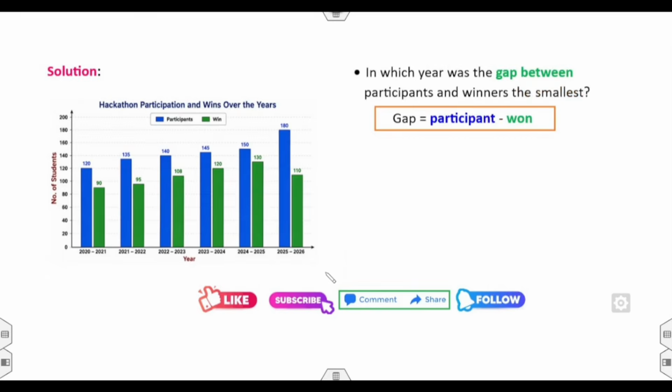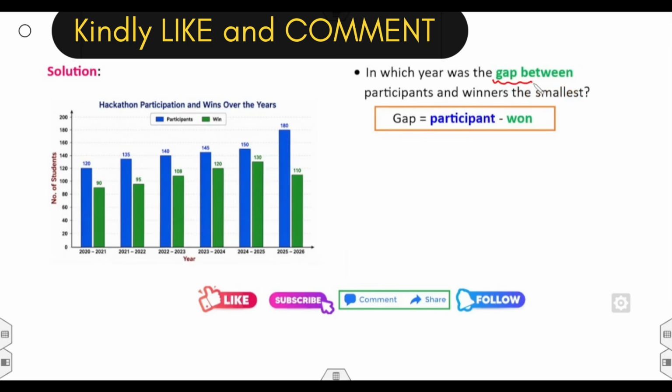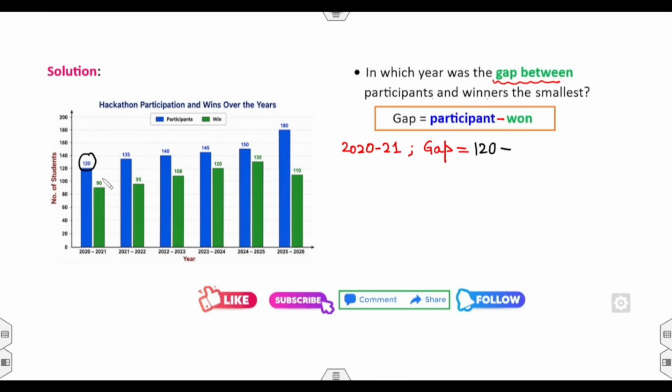Look at the second question. In which year is the gap between the participants and the winners the smallest? How can you calculate the gap? Participants minus winners. So if you look at the year 2020 to 2021, what is the gap? The gap is how many participants, 120, minus how many wins, 90. The gap is 30.